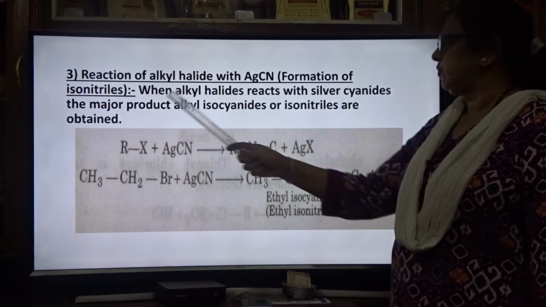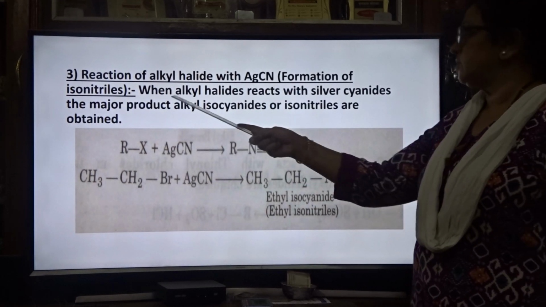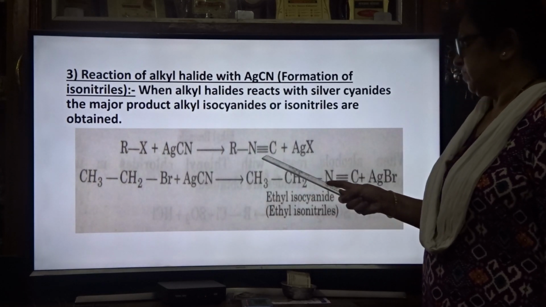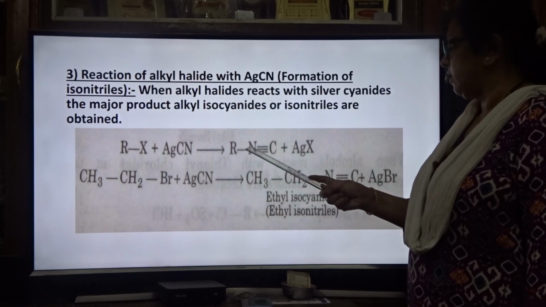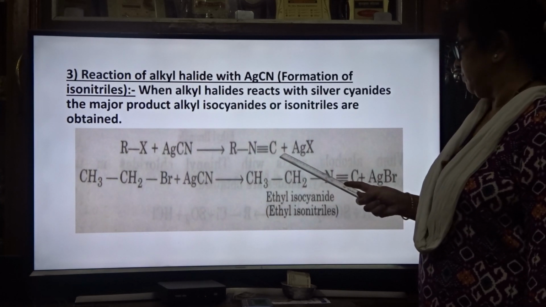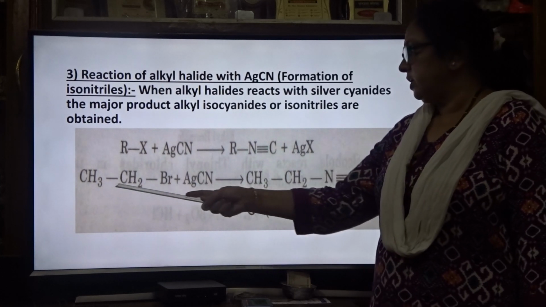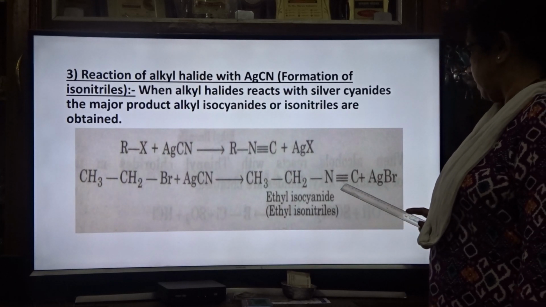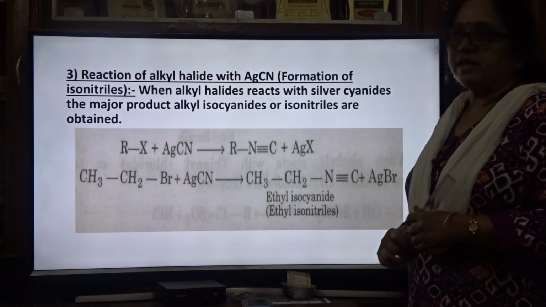Reaction of alkyl halide with AgCN, silver cyanide, forms isocyanide. CN is cyanide; the opposite, NC, is isocyanide. So RX plus AgCN gives RNC plus silver halide. If it is C triple bond N, it is cyanide; if N triple bond C, it is isocyanide. For example, ethyl bromide and silver cyanide give ethyl isocyanide plus silver bromide. This is the reaction of alkyl halide with AgCN.